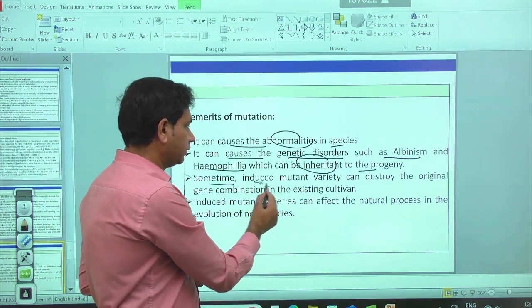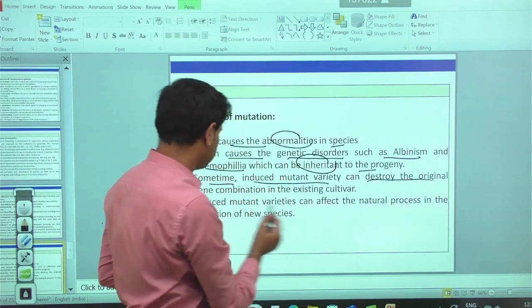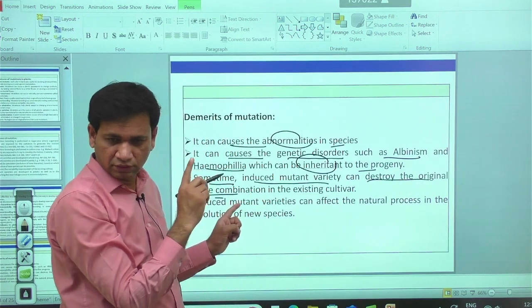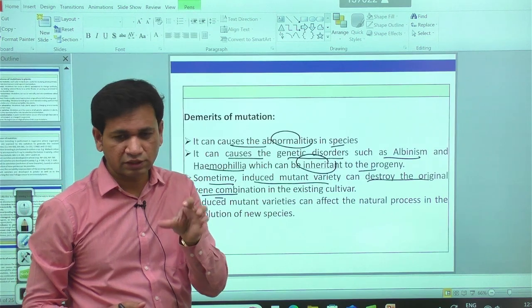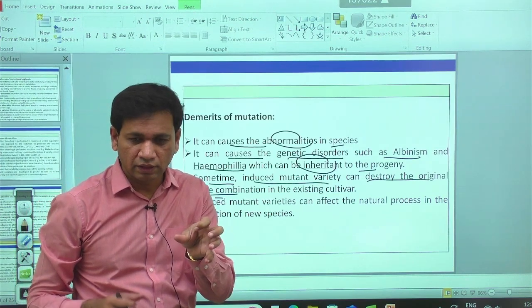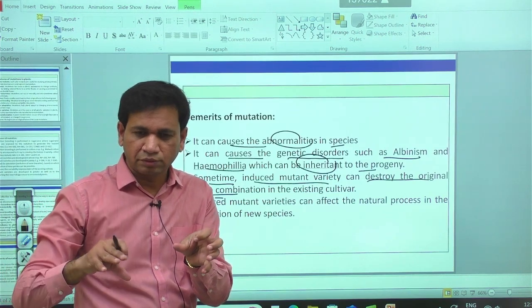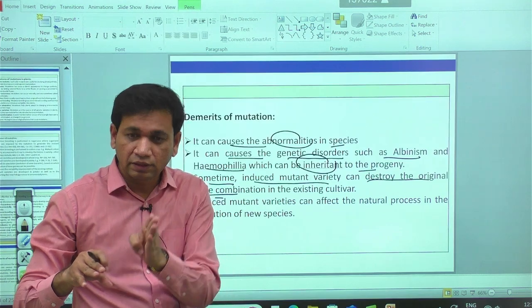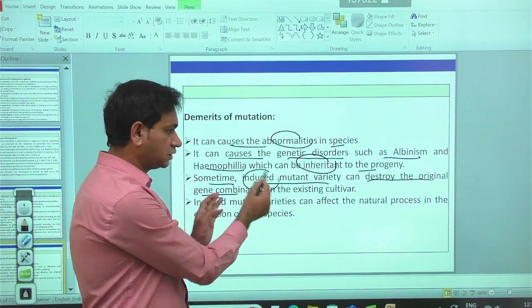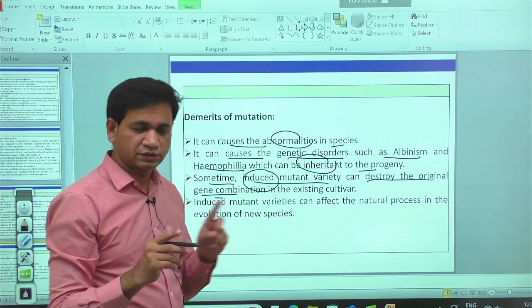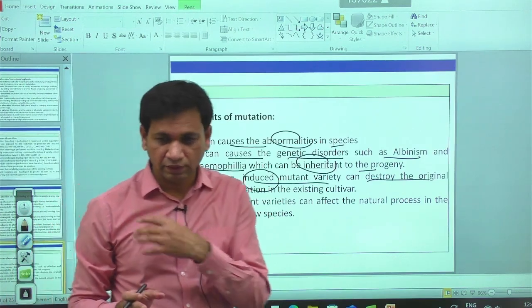Sometimes an induced mutant variety can destroy the original gene combination, right? The original gene combination, meaning the parental gene combination, has a superior character, but with the involvement of mutation that superiority can decrease. So sometimes the loss of the original genotype is possible. The best example, if we take brinjal, is our local one.